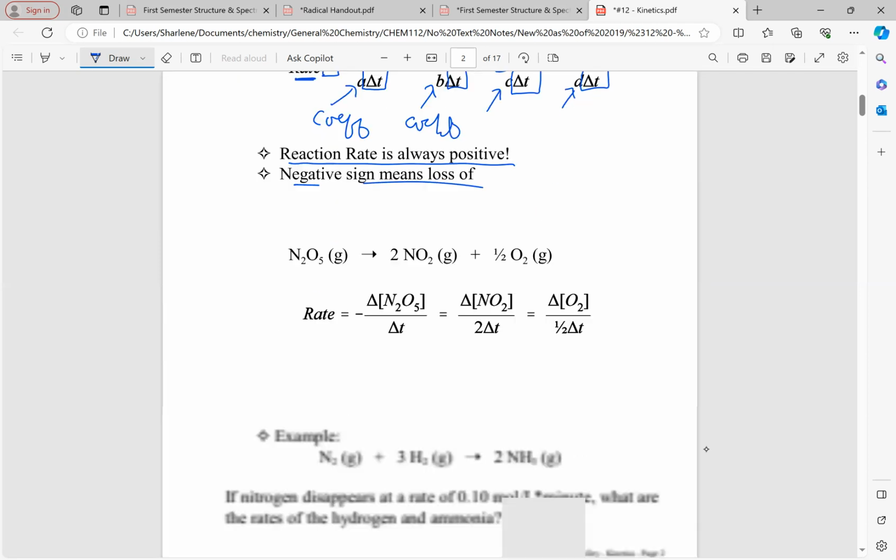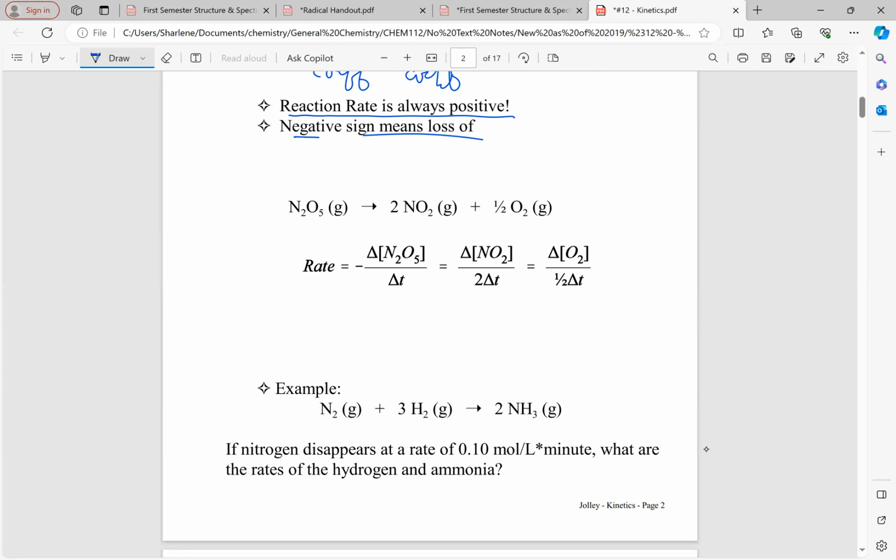So let's do an example with a real equation. So we have some N2O5 and it's breaking down into two NO2s plus 1/2 O2. So the way we would write it is the rate equals the change in the concentration, and the reactant is N2O5, over the change in time. It is a reactant, so I'm going to put the negative, and then its coefficient is 1. And so you don't have to write the 1, of course, but it's implied there.